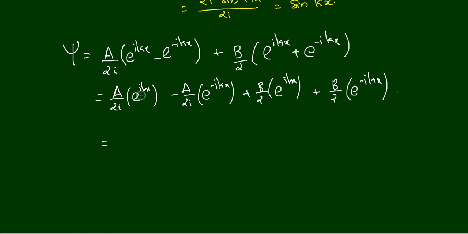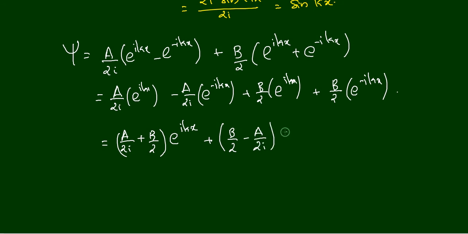So this is the e raised to ikx term, and this is also an e raised to ikx term. So I can write a divided by 2i plus b by 2, multiplied by e raised to ikx. Now I am going to put the e raised to minus ikx terms together. So plus e raised to minus ikx times b by 2 minus a divided by 2i.